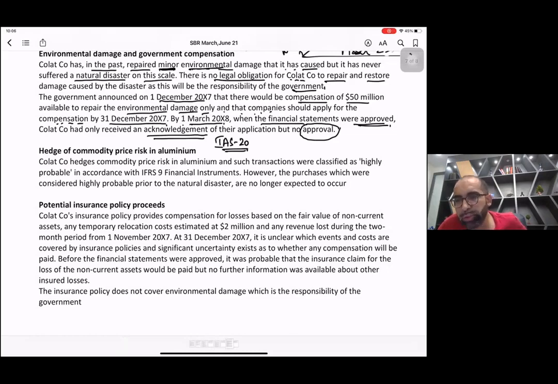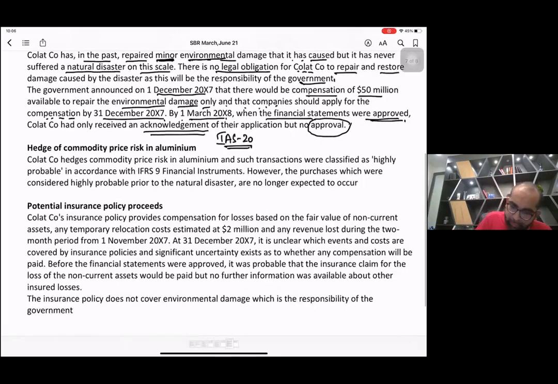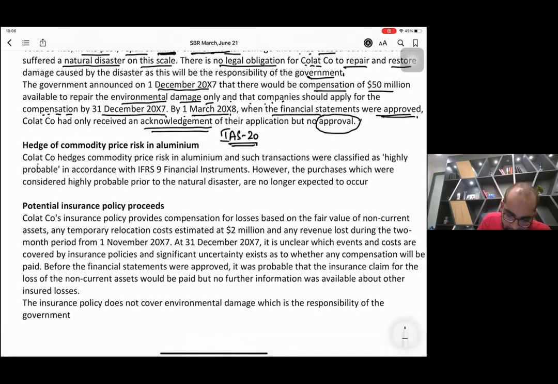And one more interesting thing, even in your Kaplan study text, this case is written. This is the last thing I'm going to teach you today. Hedge of commodity price risk in aluminium. Collard Company hedges commodity price risk in aluminium, and such transactions were classified as highly probable in accordance with IFRS 9 financial instruments. However, the purchases which were considered highly probable prior to the natural disasters are no longer expected to occur.